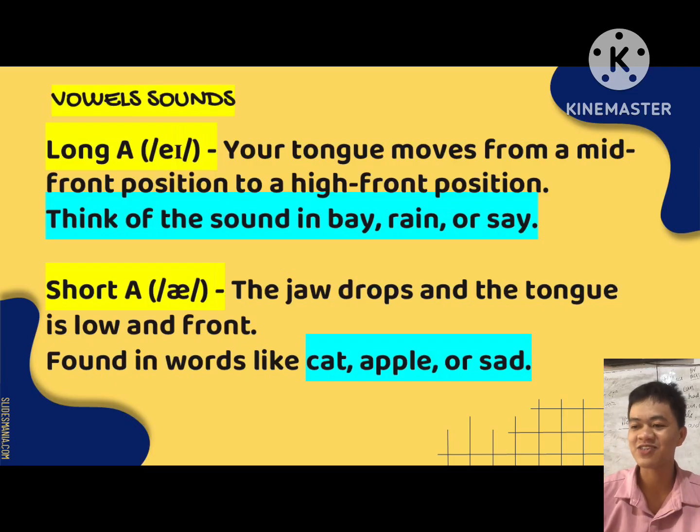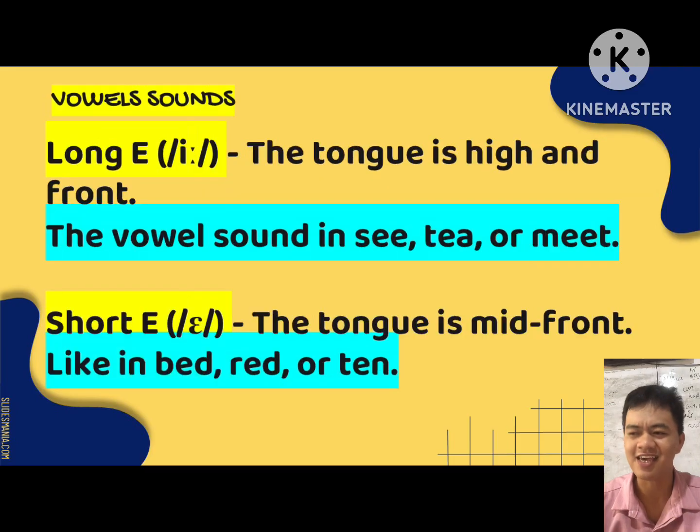Next we have the long E. The tongue is high in front, like the vowel sound in see, eat, or meat. That's long E. Then we have the short E, where the tongue is mid-front, like the words bed, red, or ten. That's short E.